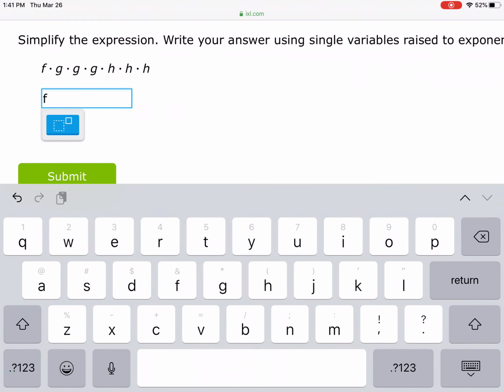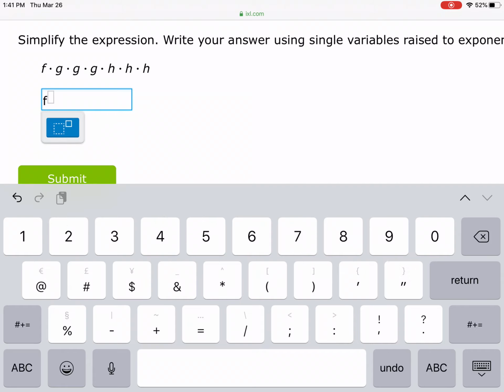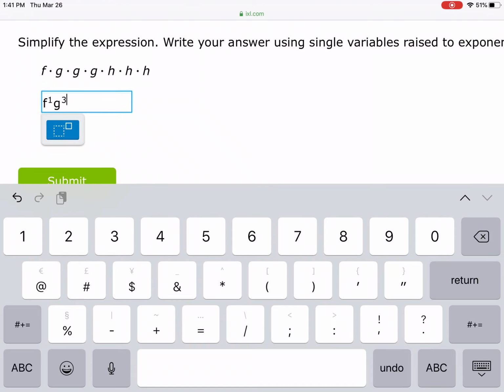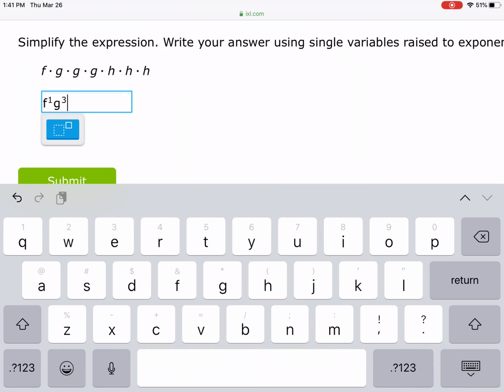F is what I would go first. There's only one of those. Then I would go G. There's 3 of those. And then I would go H. There are 3 of those as well.